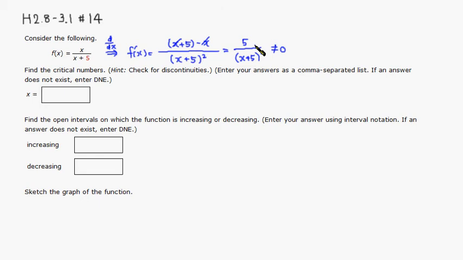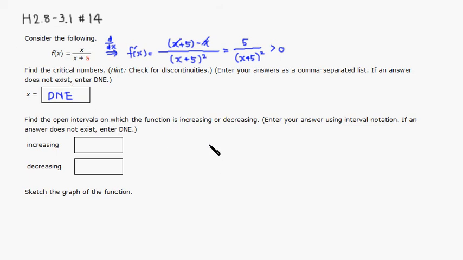Actually, in fact, it's always positive. You can see that the numerator is, because of the square, it's never negative. You have a positive, so this guy is always positive. Then f prime is not defined when x equals -5, but -5 is not in the domain, so -5 cannot be a critical number. So I guess the answer is does not exist. D-N-E.